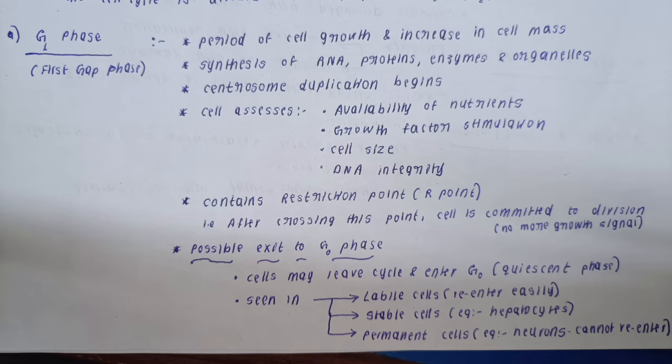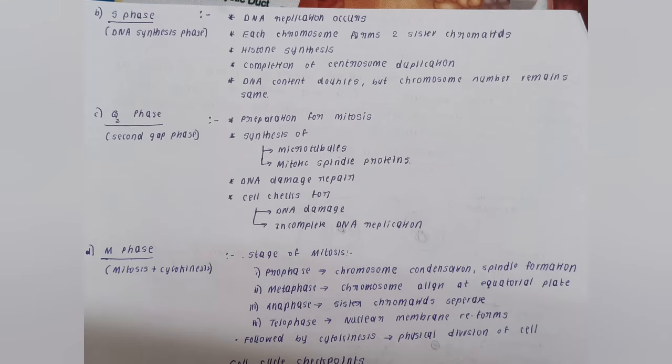And there are some permanent cells which cannot re-enter, meaning they do not divide, so healing occurs only by fibrosis. So even a minor damage results in fibrosis. So examples are neurons. So this is about G1 phase.